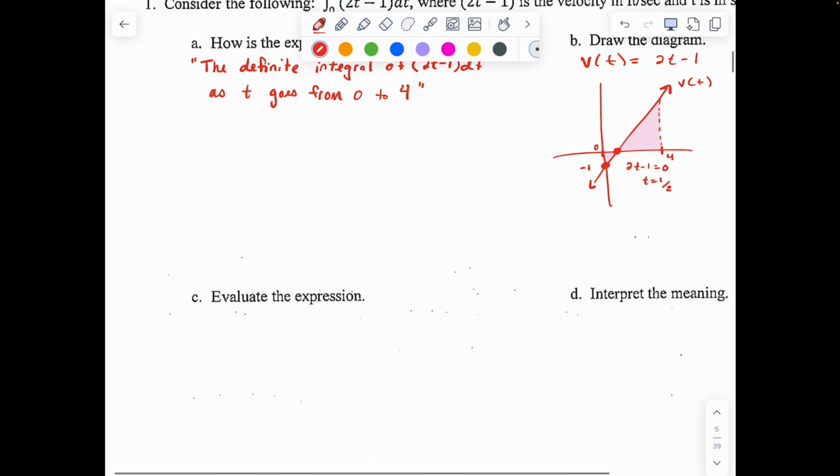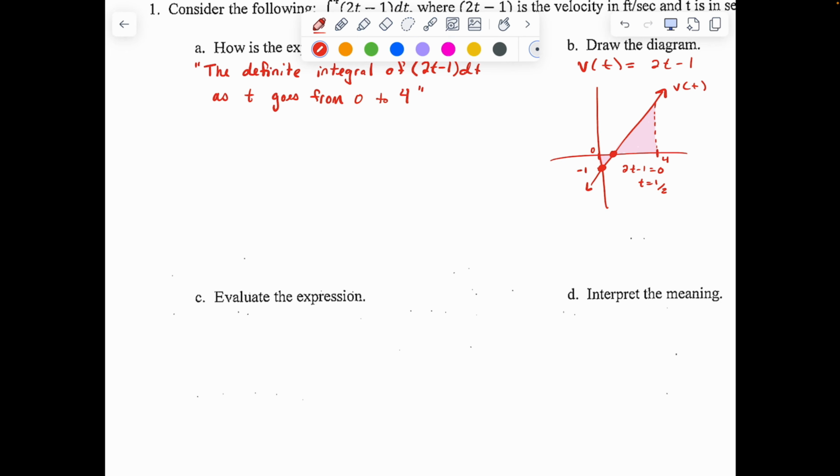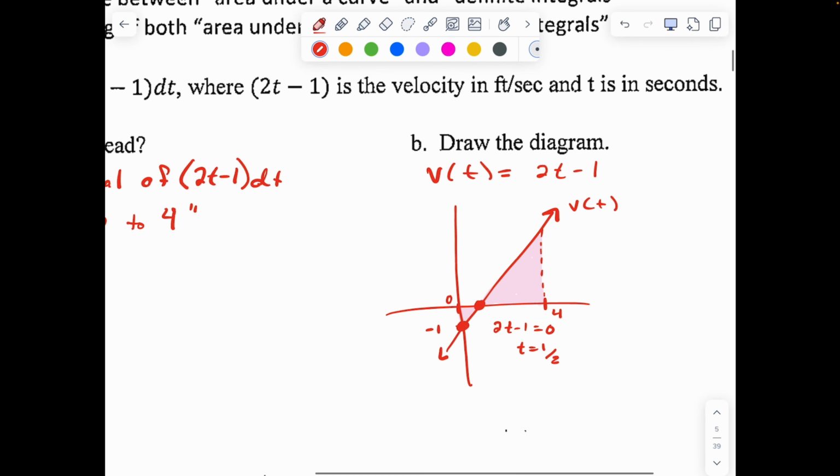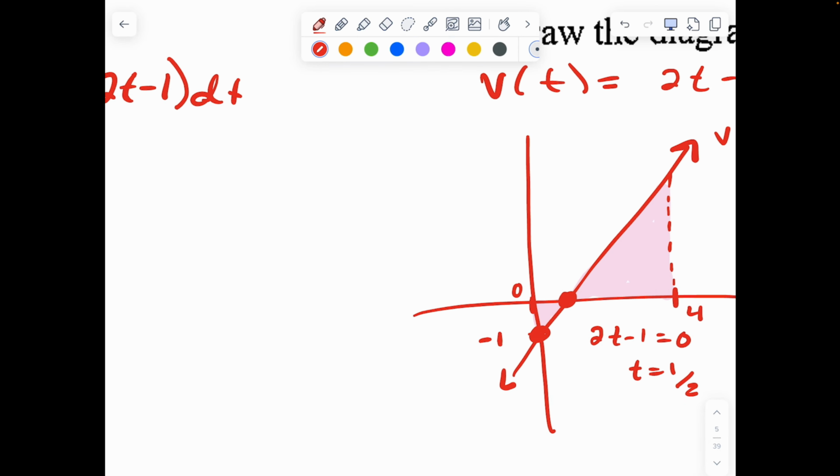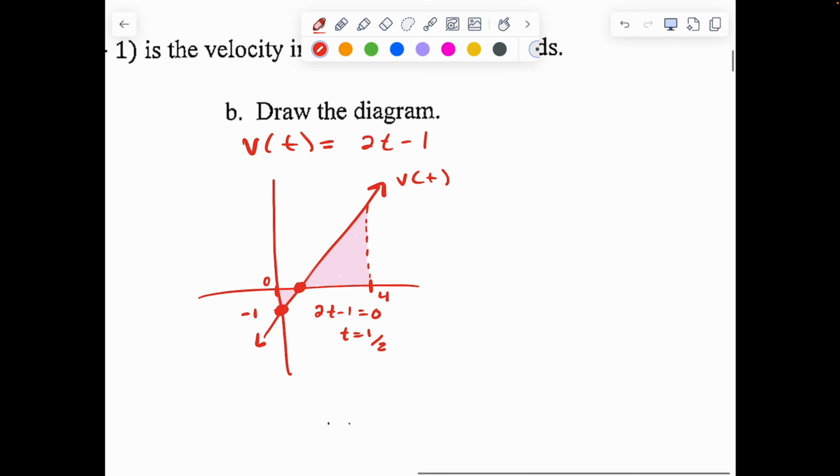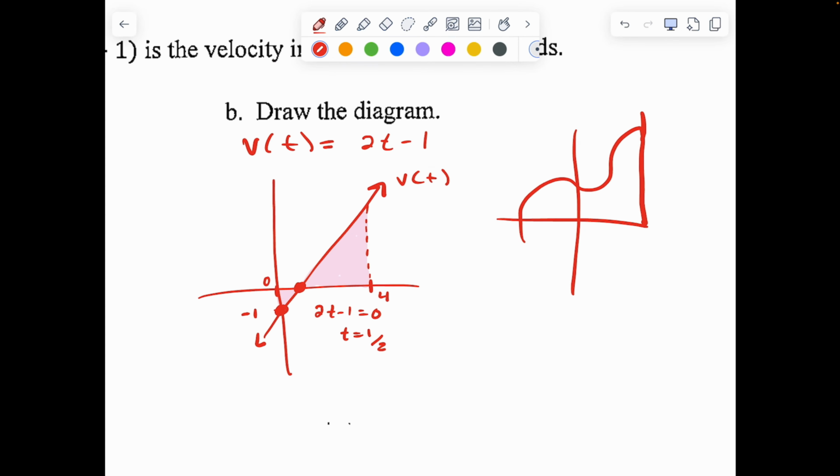So to evaluate the expression, why do we learn it with calculus if we can do it with an equation? Actually, we're going to do it with geometry first. This picture is easy to do with geometry. This picture is not.